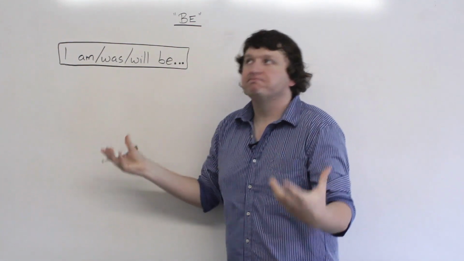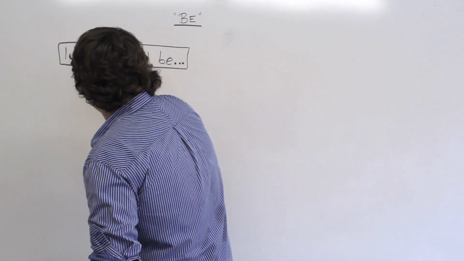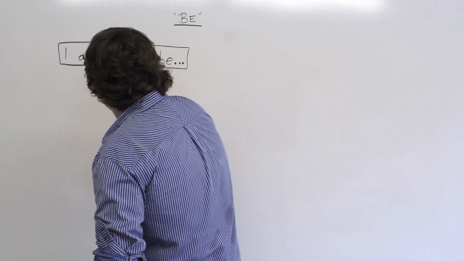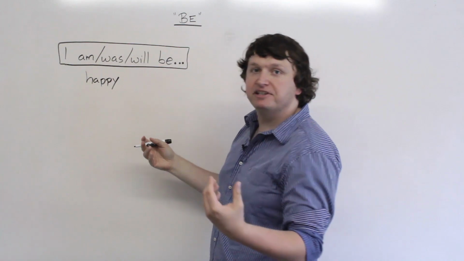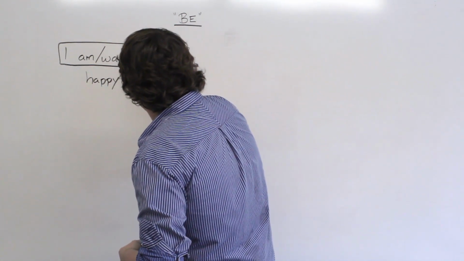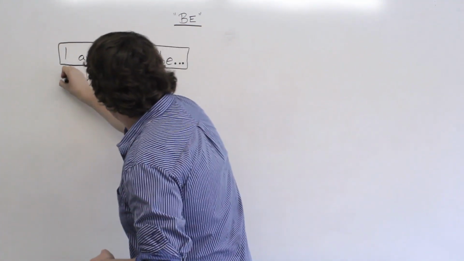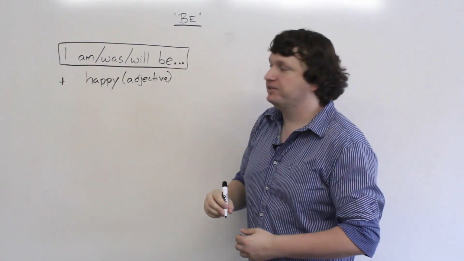So think of any examples. I am, let's say happy, for example, right? How you feel. So you can say, I am happy. What is happy? Happy is an adjective. So you can follow the be verb with an adjective. This is one possibility: plus adjective.